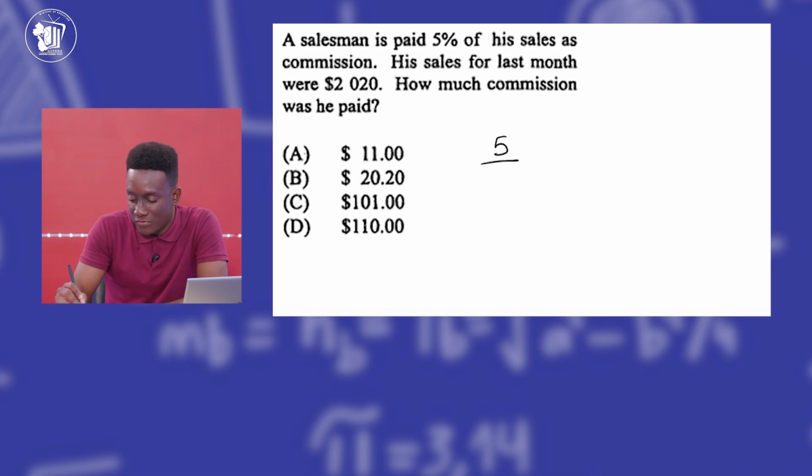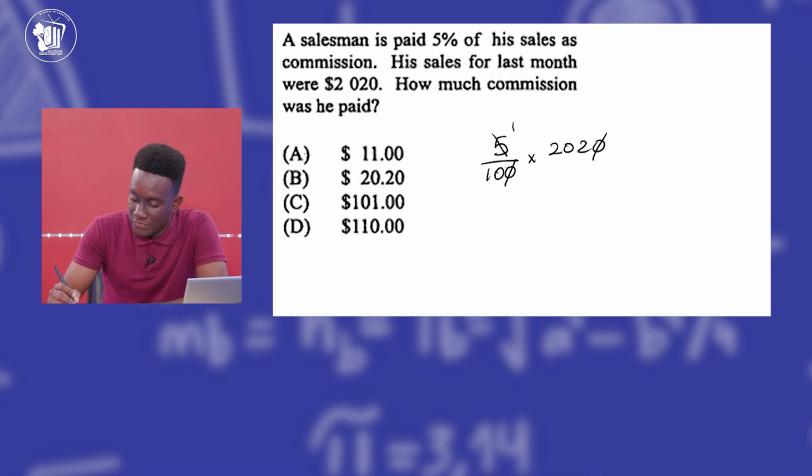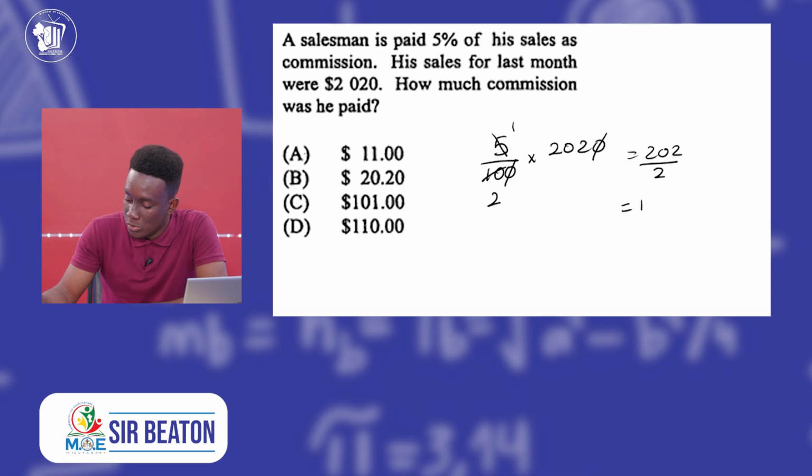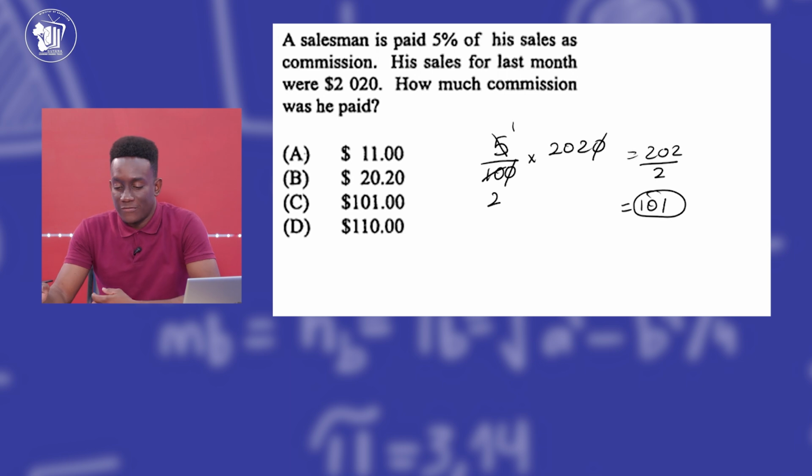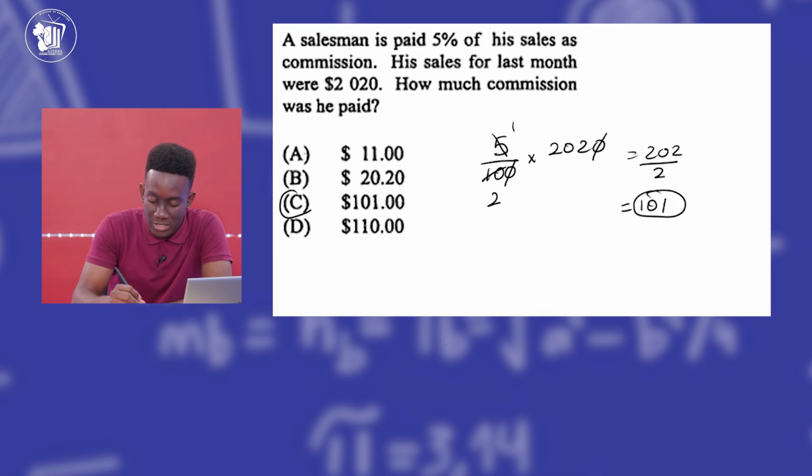So 5% would be 5 over 100, percentage is out of 100, multiplied by 2020. So this 0 goes with that 0, 5 ones are 5, 5 into 10 is 2. So we have 202 divided by 2, which would give me 101. So he's paid a commission of $101 after he made sales valued at $2,020. So the answer here would be C.